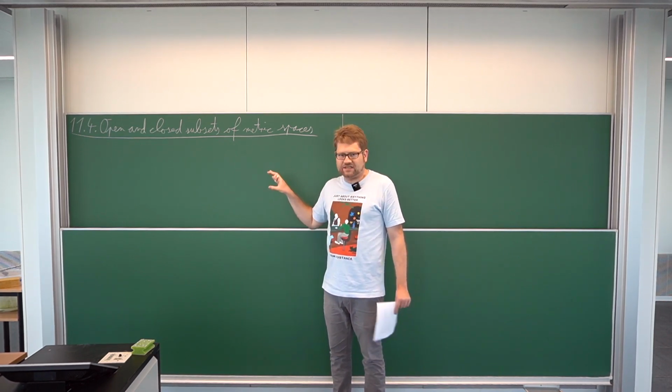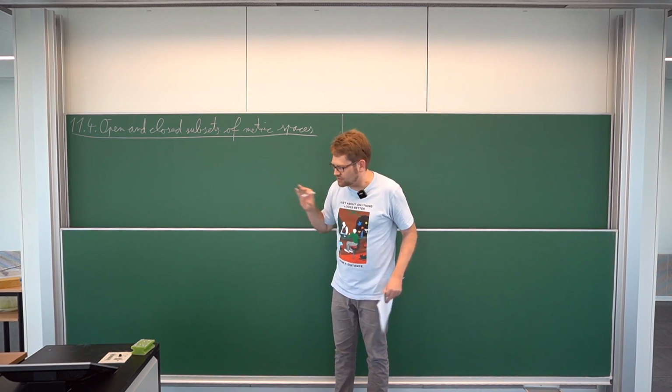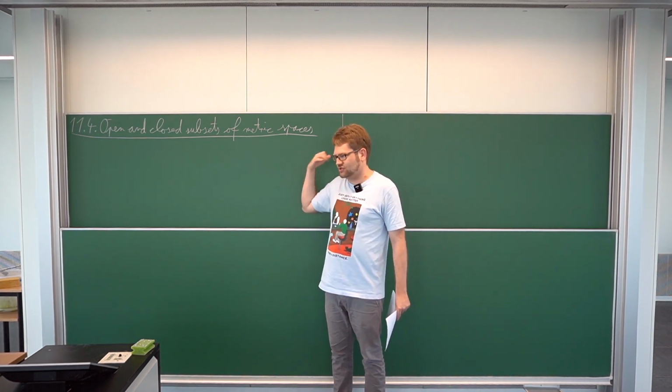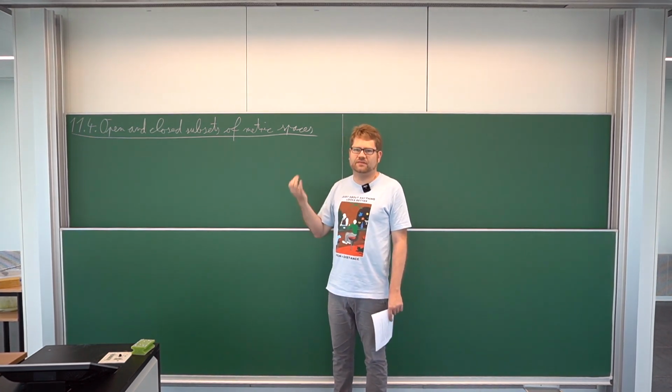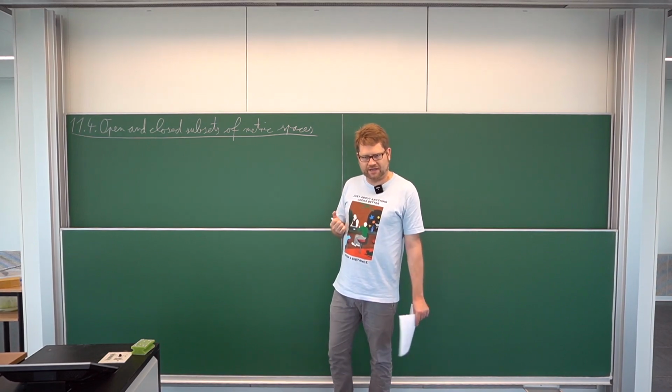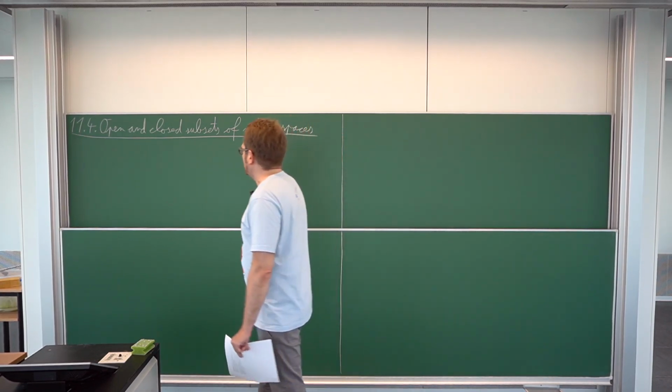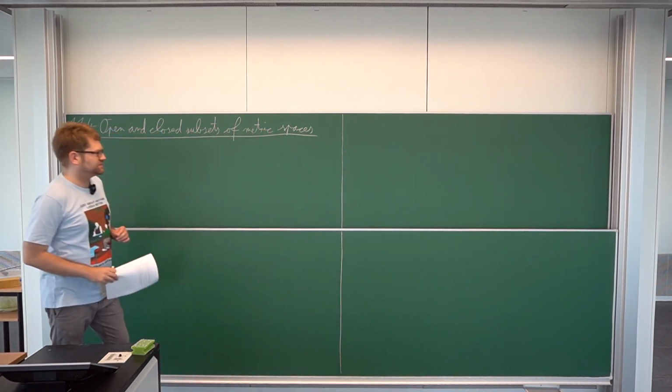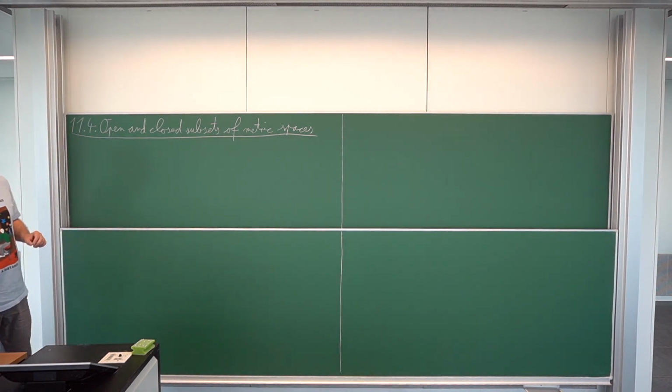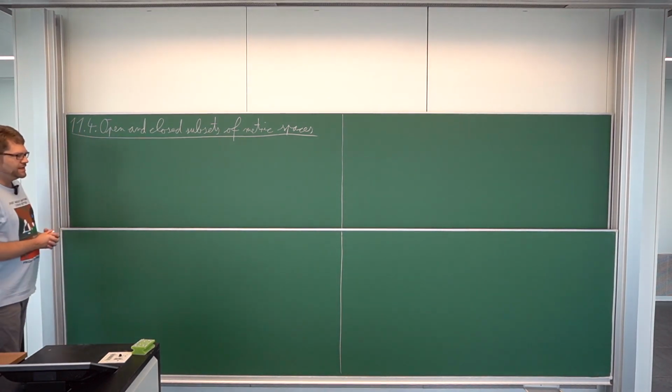I hope you get the main ideas. If you don't get every detail of the proof, it's not too bad, but just try to understand the main ideas and the main things that we're doing with this. And in this section, I will focus on so-called open and closed subsets of metric spaces. So before I give you a definition, a bit of motivation.